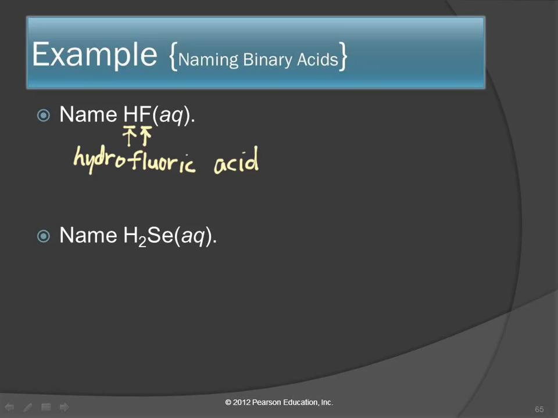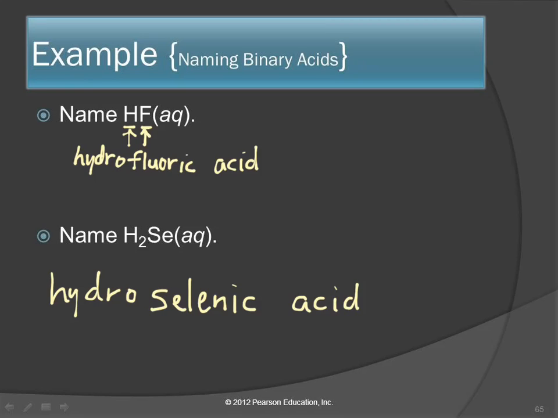How about H2Se? 2 elements, right? No oxygen, just 2 elements. So Se is what? Selenium. So selenic, and it's 2 elements, so we're going to put hydro on the front. Hydroselenic acid. Don't run across that one too much, but it's there. Any questions?